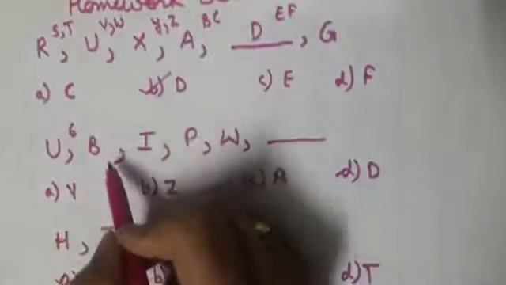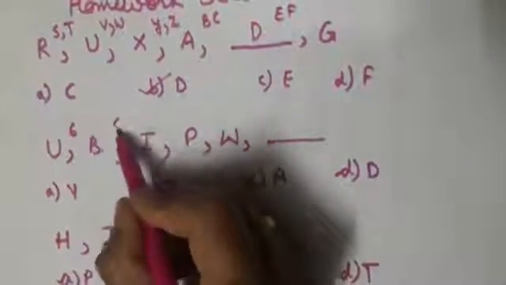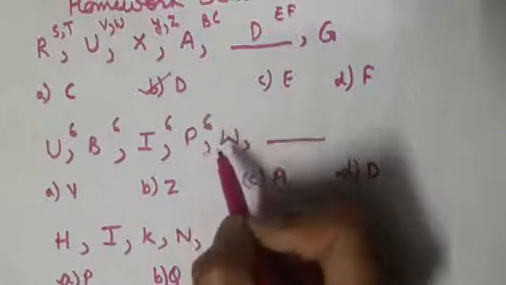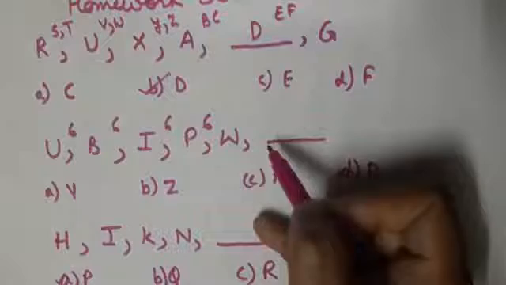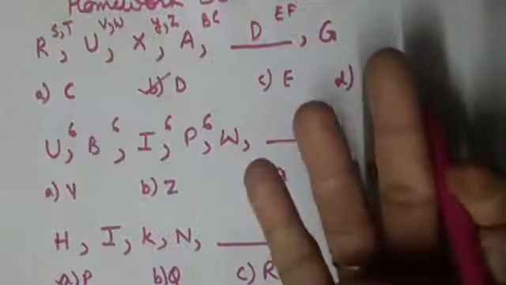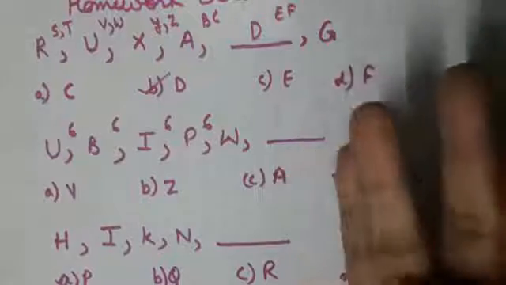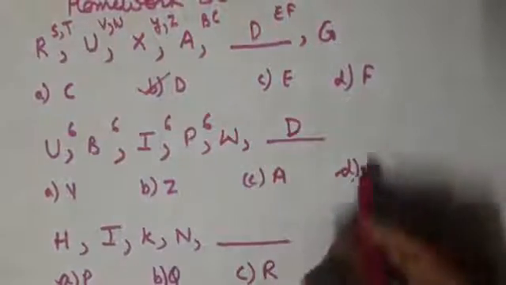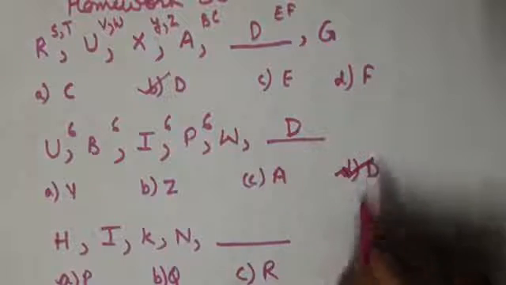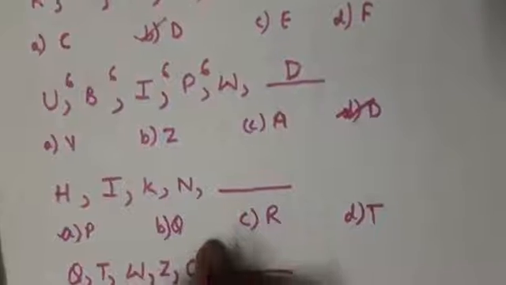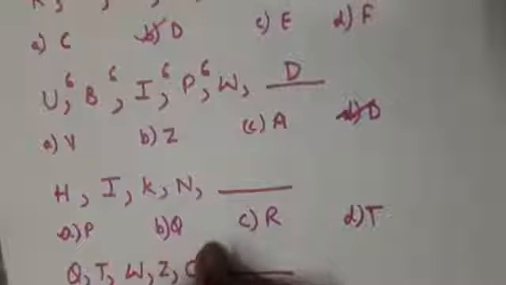U V W X Y Z A B. So we can say there is a 6 letter difference. Between B and I again 6, I and P again 6, P and W again 6. So W X Y Z A B C, the 6th letter will be D. So our answer will be D. So we will tick on D.